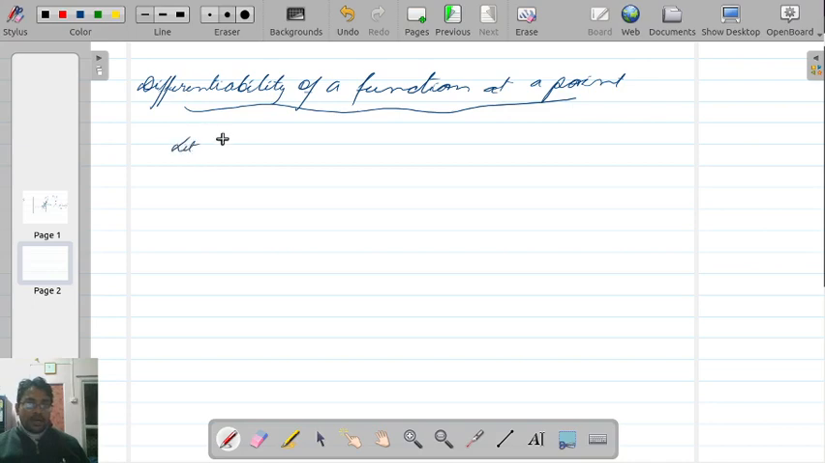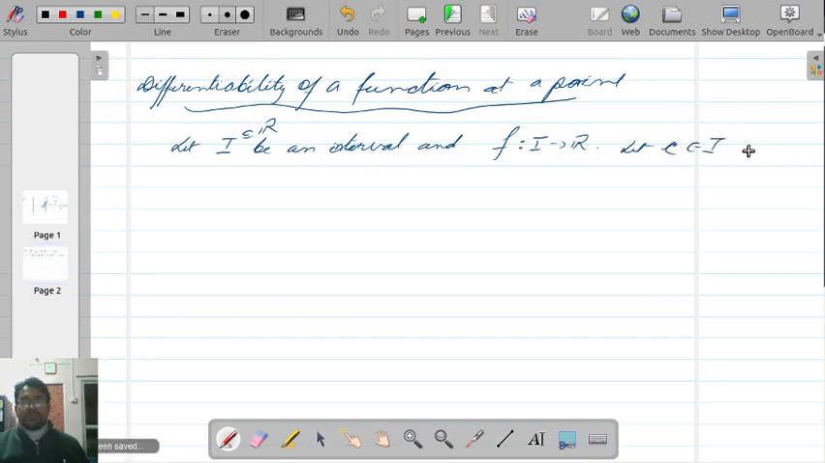Let I be an interval. It might be a closed interval, it might be an open interval, that's not a problem. Let I be a subset of R, we are dealing with real numbers only, and f is a function from I to R. And let c belong to I be any point.